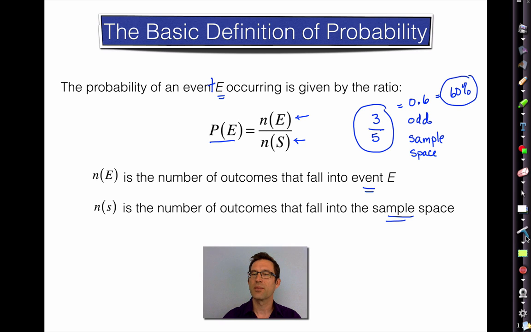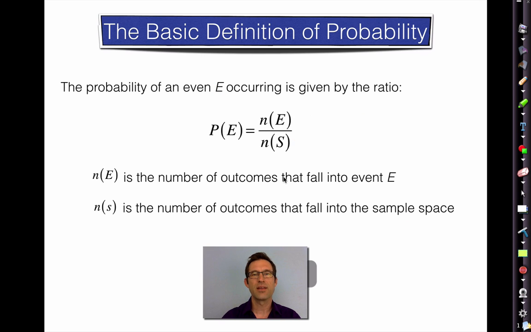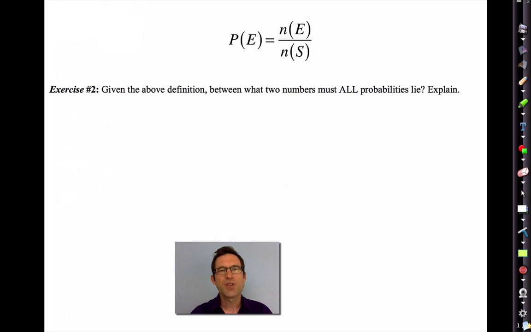All right, let me clear it out, and let's keep going. So, exercise 2 says, given the above definition, which I've got just written there, between what 2 numbers must all probabilities lie? Explain. Now, this is very important because, again, a lot of people think of probability as 2 out of 7, 3 out of 5, 10 out of 11. But probabilities are numbers, and they all lie between 2 numbers. What are they? Think about this for a little bit.